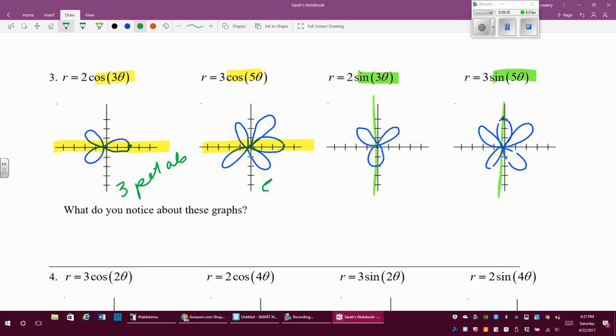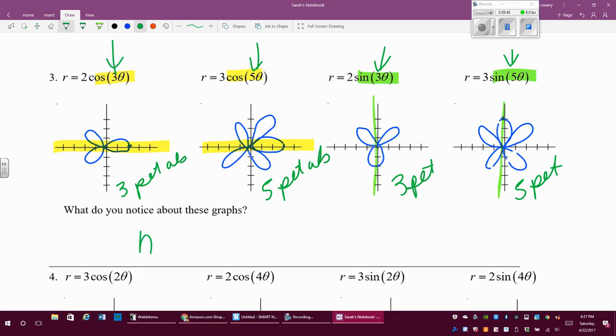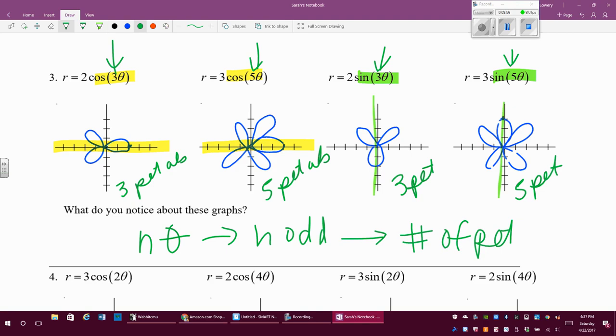The second one has 5 petals. 3 petals and 5 petals. So basically this number right here actually tells me the number of petals. So anytime you have n theta where n is odd, that is the number of petals, okay? The other thing here is that this number in front tells you how far the leaf extends.